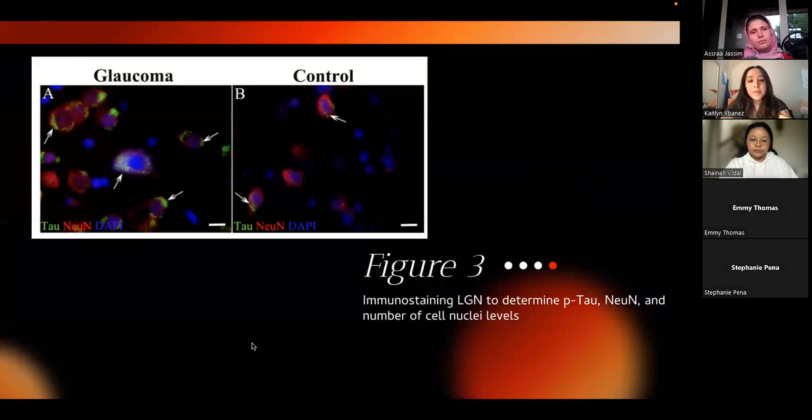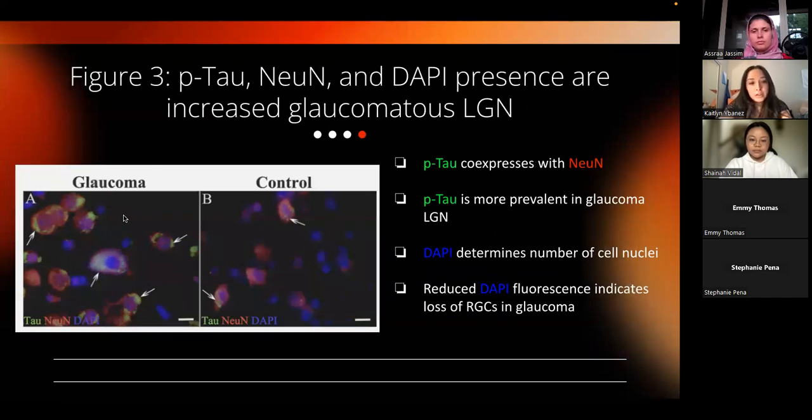And lastly, with figure 3, we are going to look qualitatively at how these proteins might be marked using immunostaining. As you can see in the glaucoma section right here, the green marker, which is phosphorylated tau, and the red, which is NeuN, are co-expressed. So they remain at the same level, where phosphorylated tau is, NeuN is. And as you can see, there is way more phosphorylated tau detected in our glaucoma versus our control.